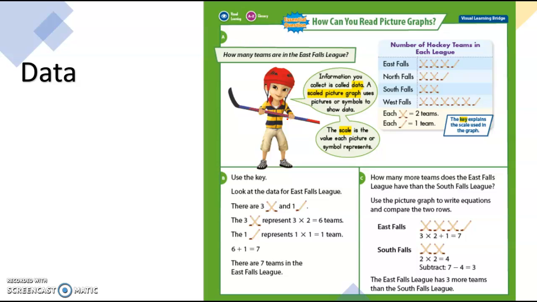A scaled picture graph uses pictures or symbols to show data. So there are different types of graphs. A picture graph is one type of graph. You probably remember learning about them in math last year. But a picture graph uses pictures to show the data. Over here is another example of a picture graph.